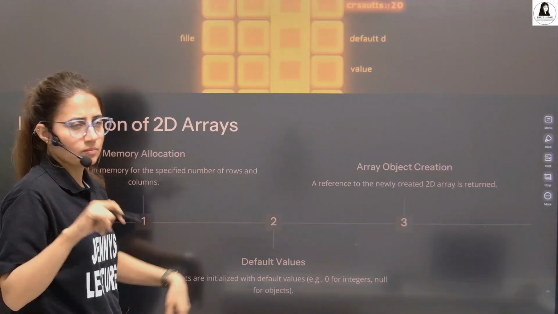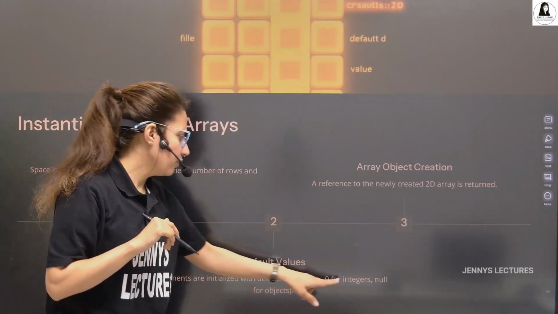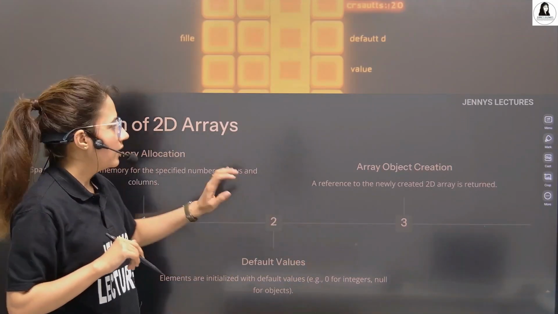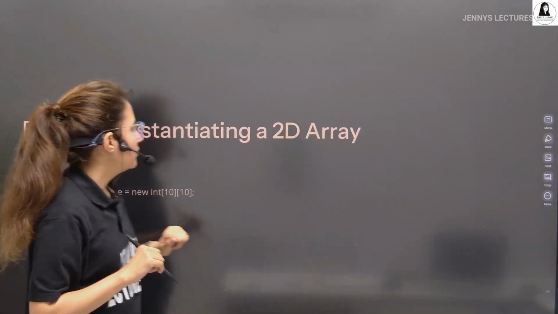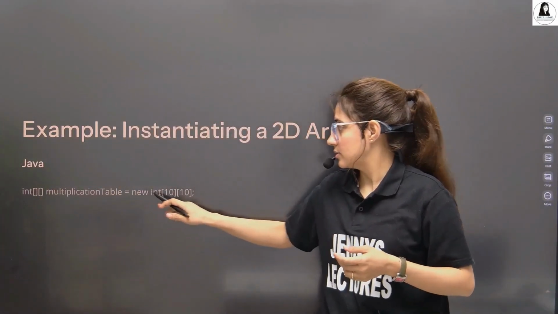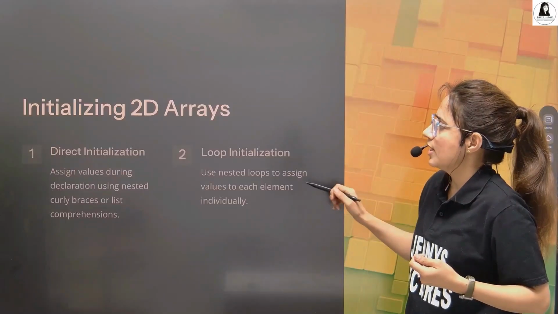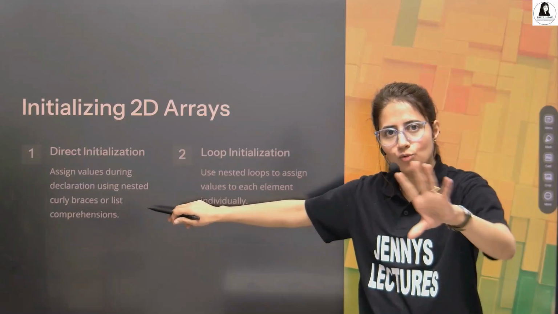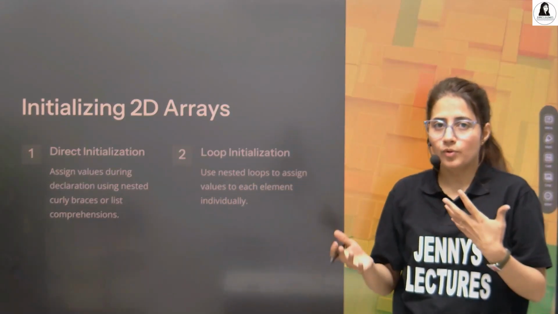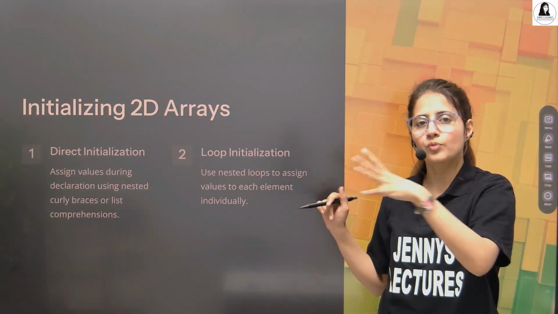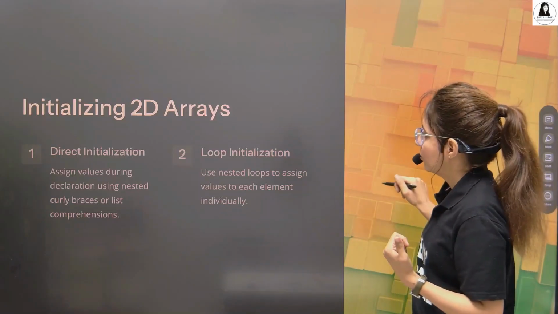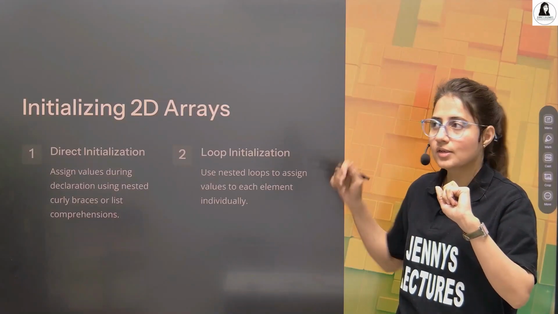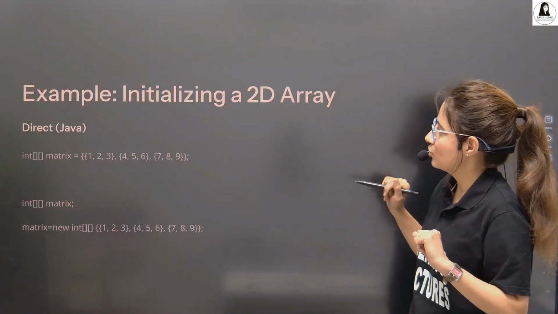The default value we know: for int it's 0, for objects it's null, for strings it's null. Now this is instantiation of a 2D array. Just a simple example. We'll see practically also how to initialize. Direct initialization is done by assigning a value to an individual element, or we can use a loop also. This also we'll see, how using a loop we can initialize the arrays at runtime. Don't worry. But for this you need nested loops, because in the array we have a number of rows and a number of columns. Okay, this I'll show you.